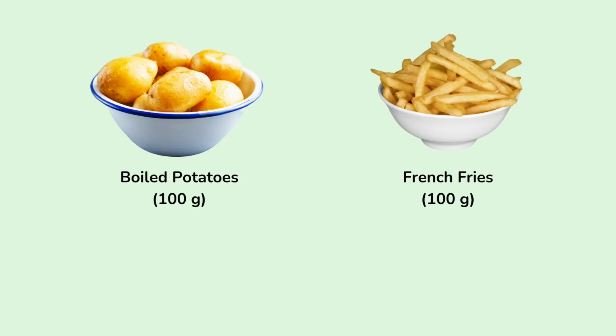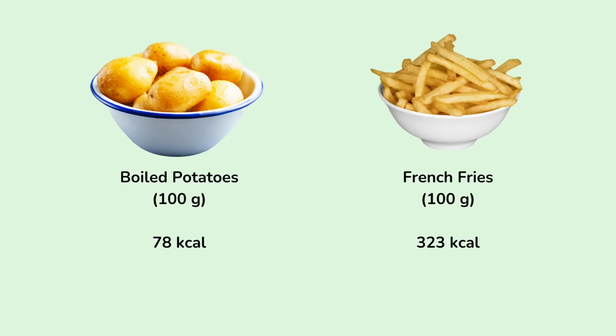For example, let's assume you ate one small bowl, 100 grams of boiled potatoes, and another day you ate a small bowl, again 100 grams of French fries. You would probably argue that French fries are more satiating, more filling, and you would be correct. 100 grams of French fries have 323 kilocalories, whereas 100 grams of boiled potatoes have 78 kilocalories.